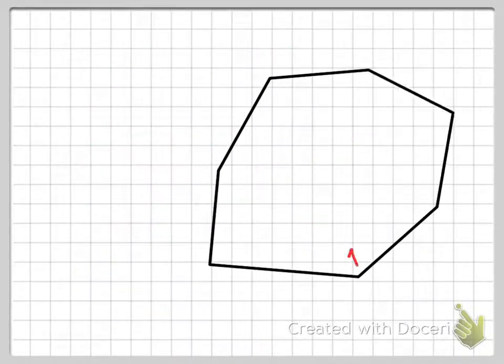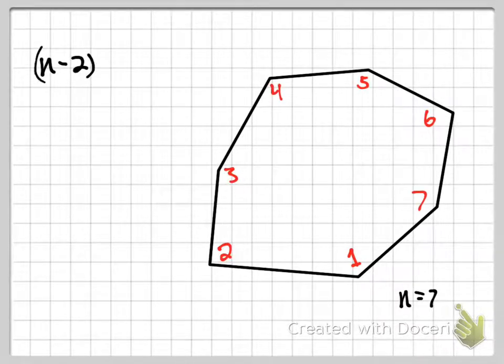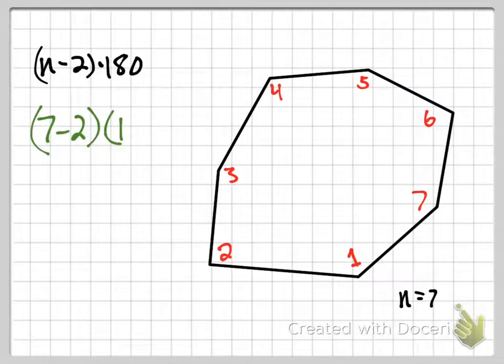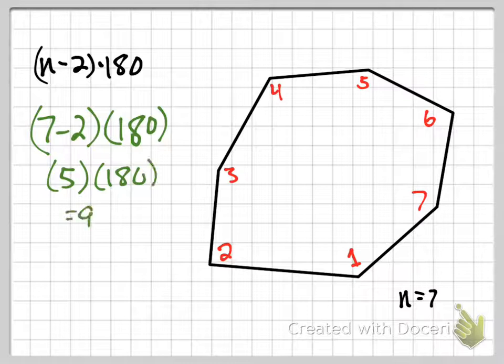Next, I will use a different polygon. This time it has 7 sides, and I want to find the sum of the interior angles. So once again, I use the same formula: n minus 2 times 180. Make sure you have that formula in your notes. And I'm plugging in 7 for n. So 7 minus 2 is 5. 5 times 180 is equal to 900 degrees.